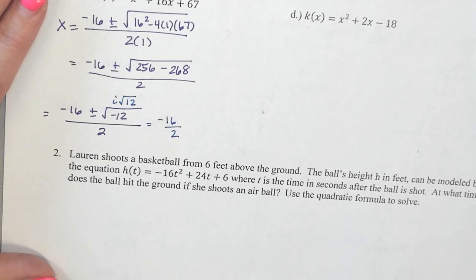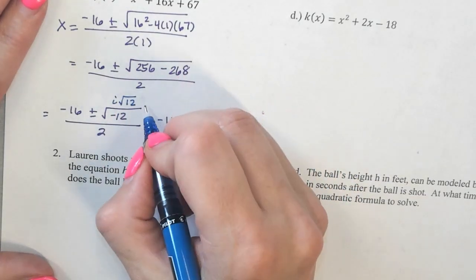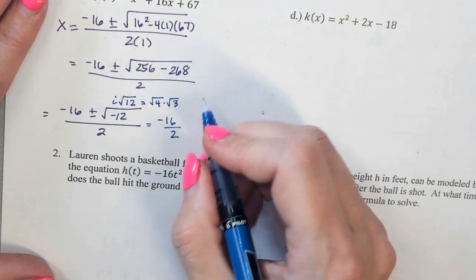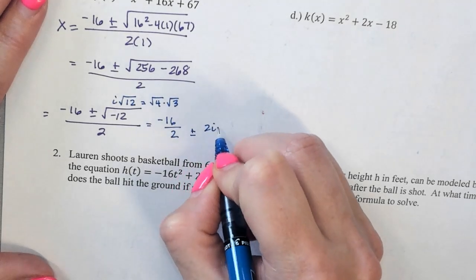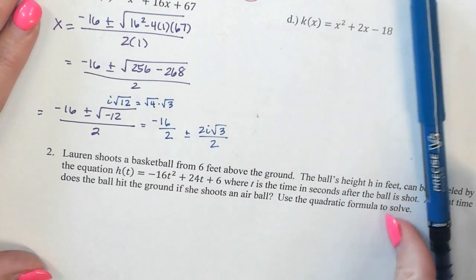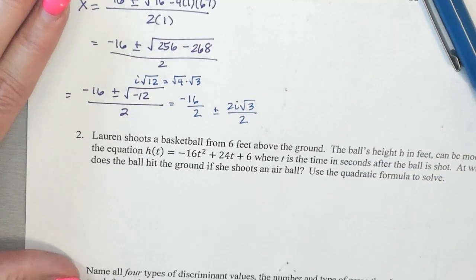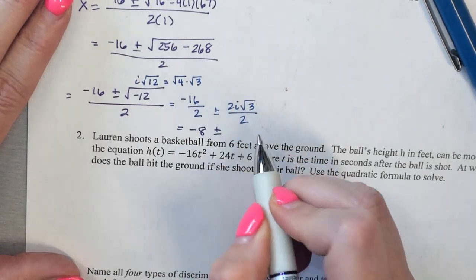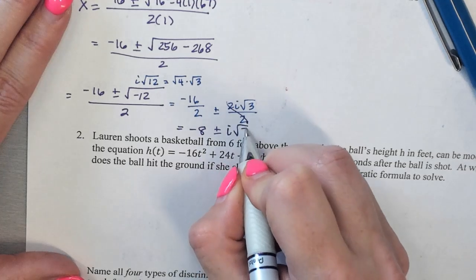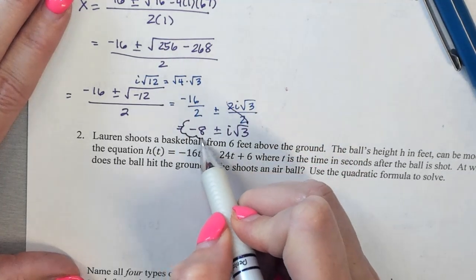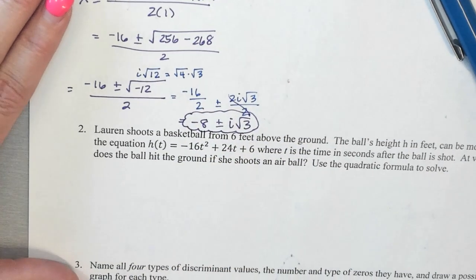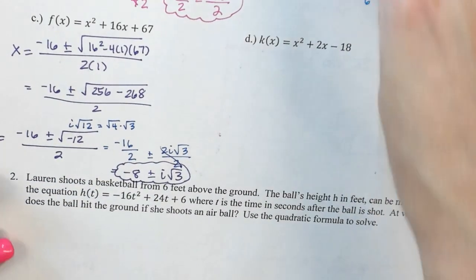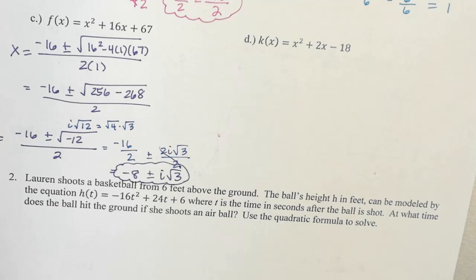What's the perfect square in 12? Yeah, 4 is the perfect square, so it would be 2i root 3 divided by 2. And then we just have to keep simplifying. So negative 16 divided by 2 is negative 8. And then 2i divided by 2, those can cancel. So you get i root 3. Again, I would put the i in front there just so that you don't accidentally put it underneath. I would take off if it was underneath, but not if it was by the side.